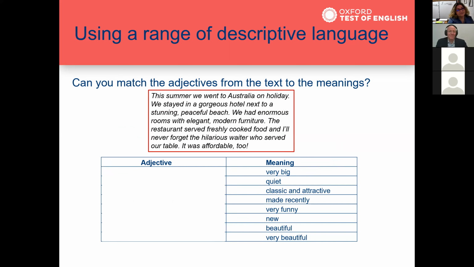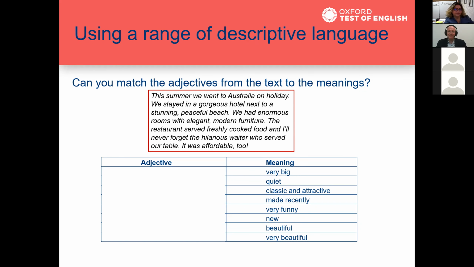Yeah, basically they're A2. And many of them are similar to Spanish, aren't they? Classic, attractive, recently. Others, yeah, I mean, funny, beautiful. There's nothing wrong with these words. They're perfectly correct, but they don't indicate that you have a B2 level. So what words in that text mean these things? For example, very big. Can you see a word in that text that means very big?